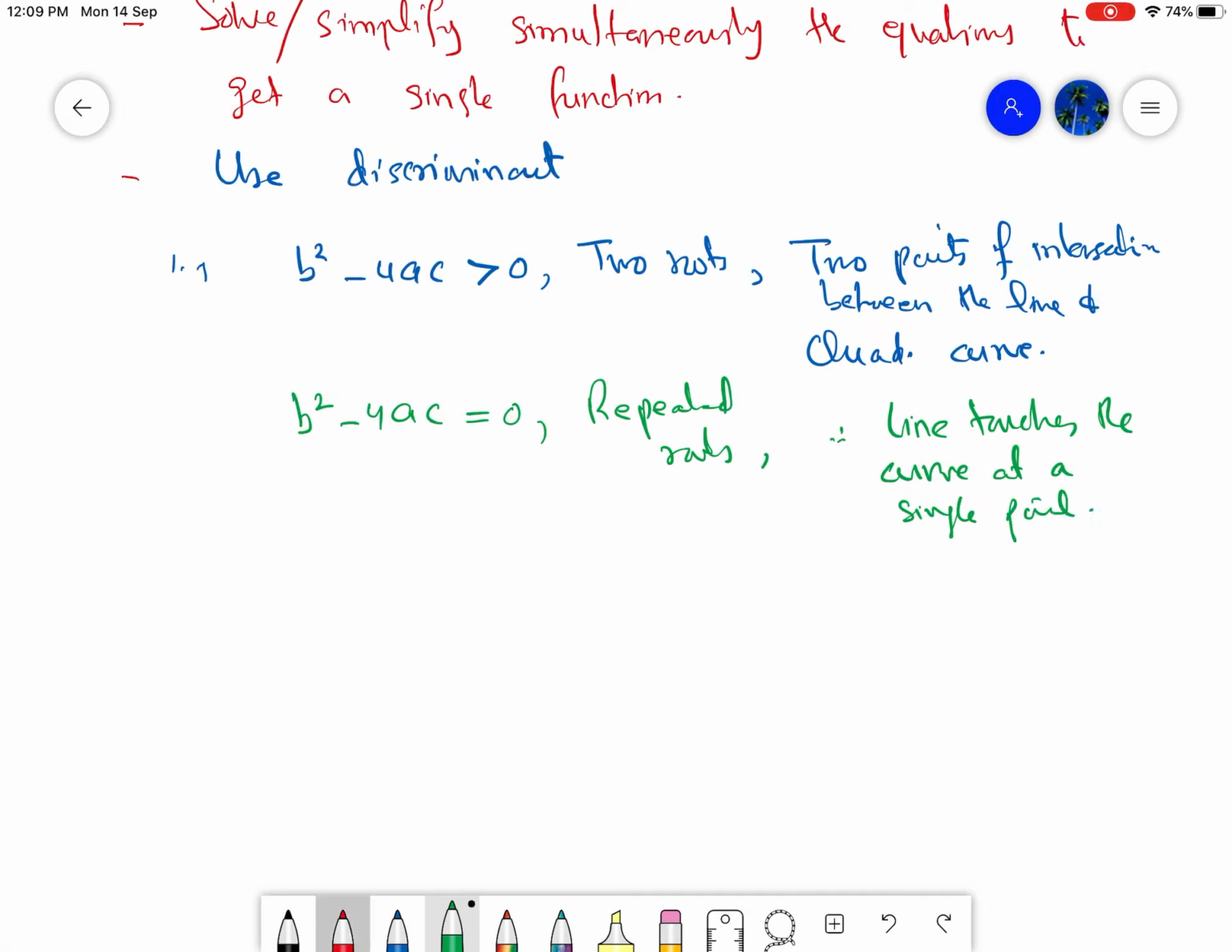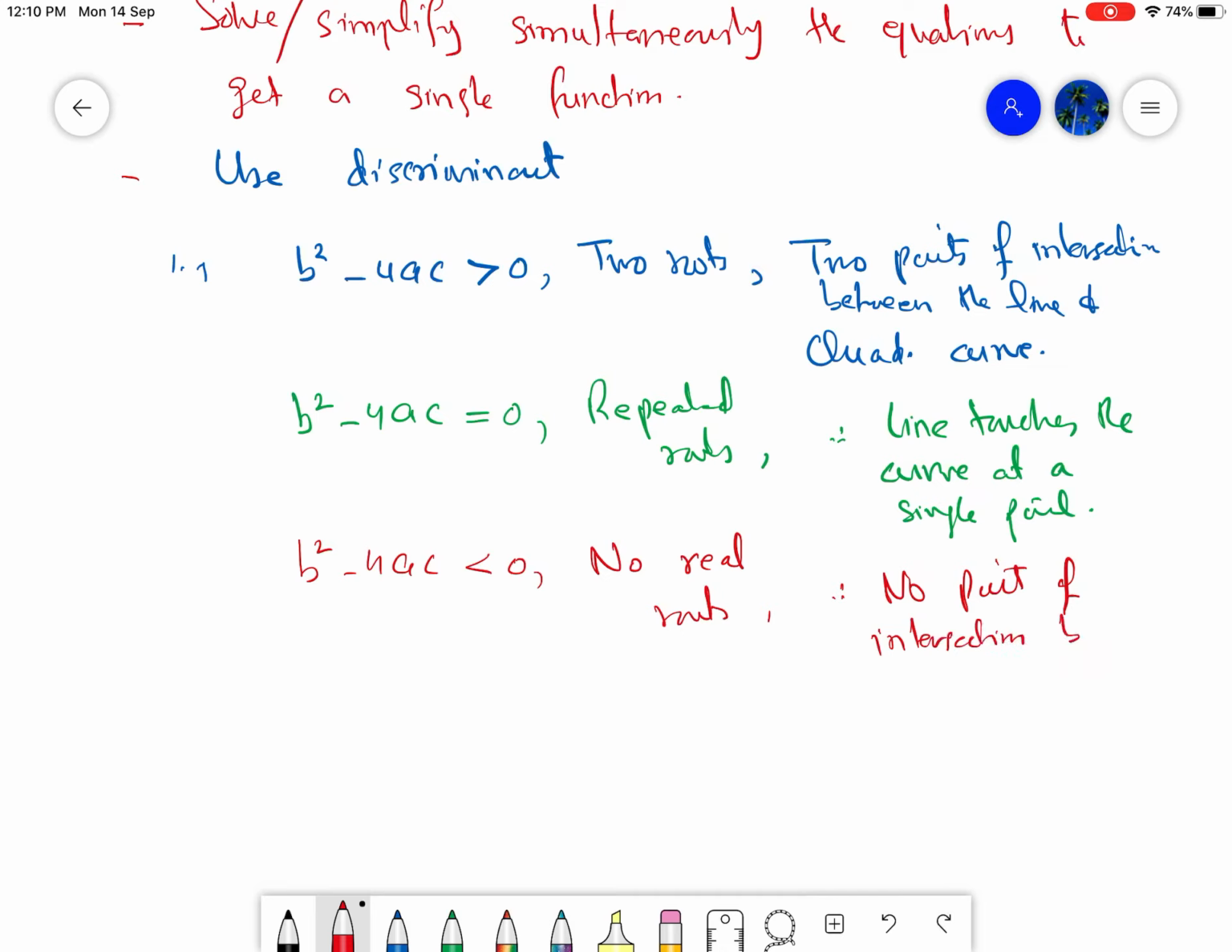And finally, if b square minus 4ac is less than 0, we know that the discriminant is negative, and square root of a negative is not a real number. So we said that there are no real roots. If there are no real roots, there is no point of intersection between the line and the quadratic curve.